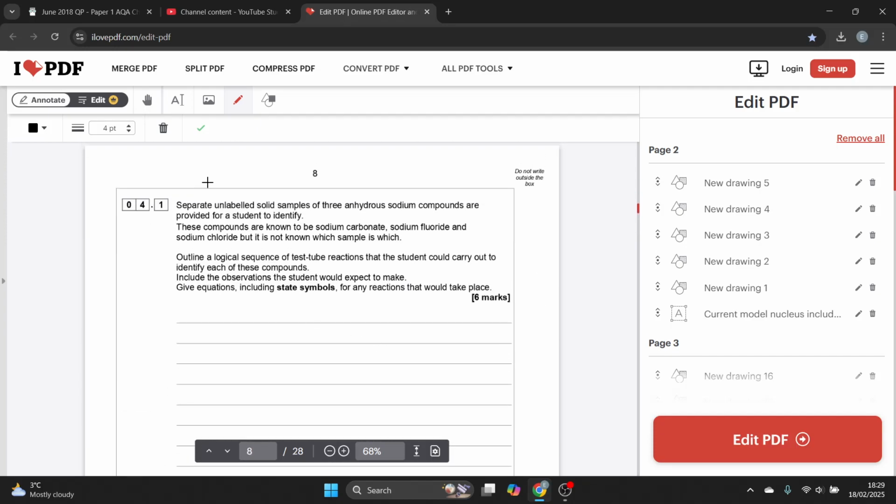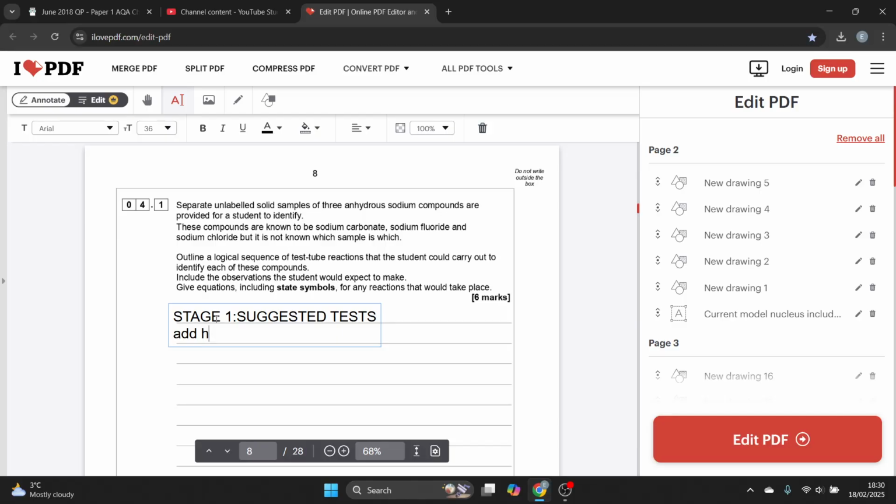Question 4.1. Separate and label solid samples of three compounds: sodium carbonate, sodium fluoride, sodium chloride, and distinguish them. And then you give equations. So stage 1, your suggested tests. So add, I don't know, a named acid to all three. Any really, whatever your choice is. Add water. Add silver nitrate solution. That's the test that you're adding, right?